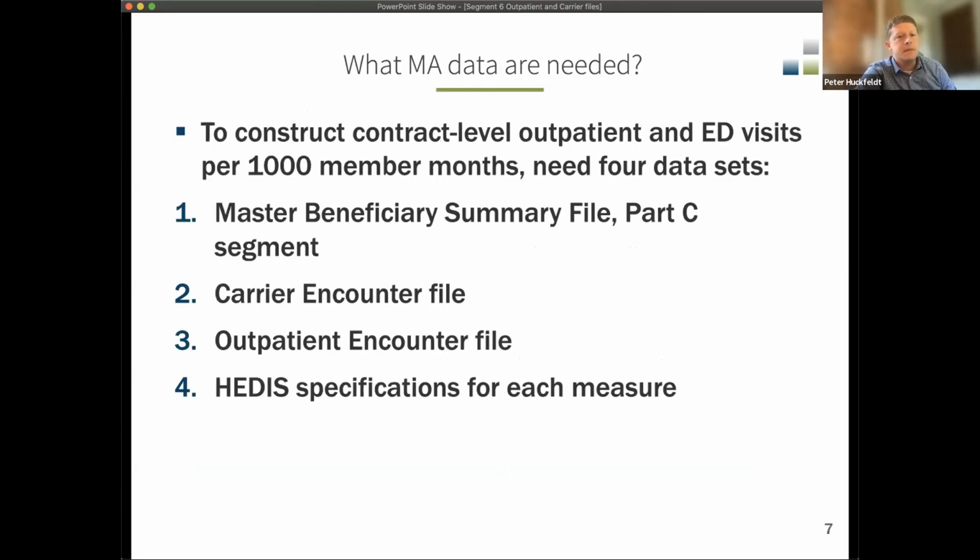So to recreate these HEDIS visit rates, what data do we need? We need 4 different data sets. The first is the master beneficiary summary file, the Part C segment. The second is the carrier encounter file. The third data set is the outpatient encounter file. And then we need the detailed HEDIS specifications for each of these measures, the outpatient visits and ED visits. So I'm going to walk through the 3 data sets here.